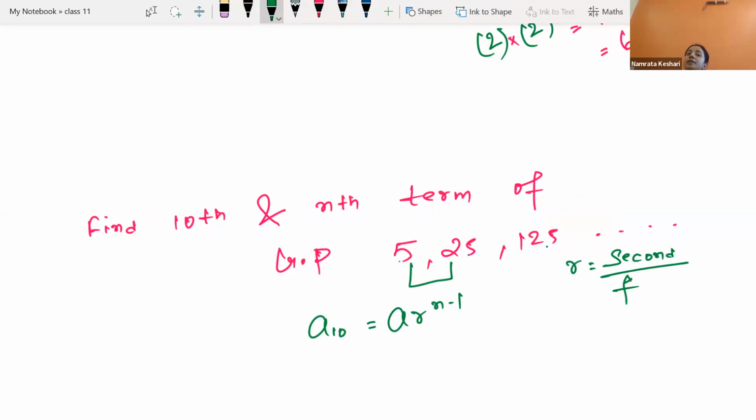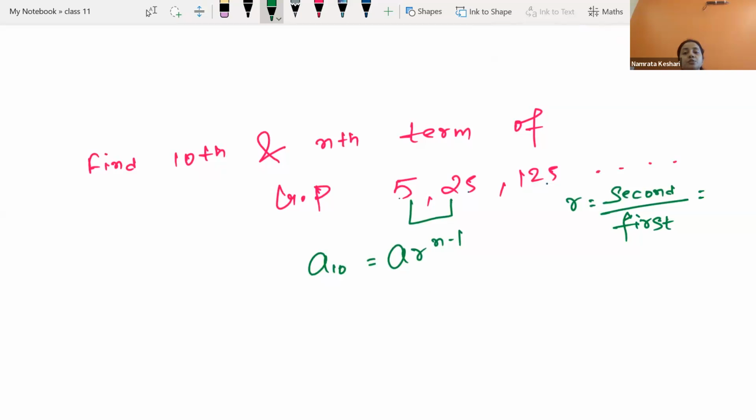The way you were always finding second minus first, or maybe third minus second for a common difference, here also be careful. This ratio we will take as second divided by first, that means 25 by 5. So 5 is the common ratio. And what about this a? Coincidentally, here a is also 5, but always this will not be the case. So our a is 5 and our r is 5.